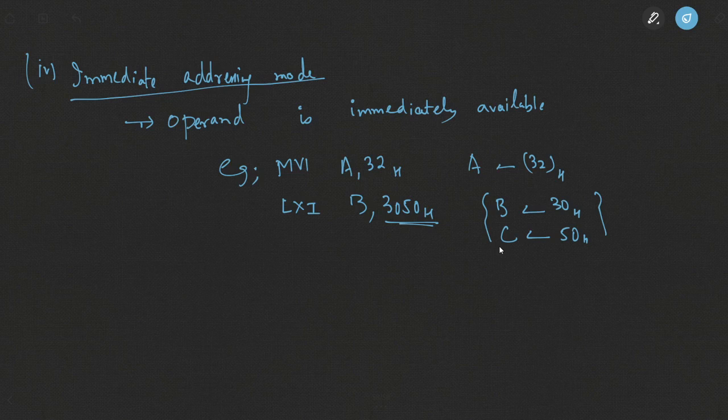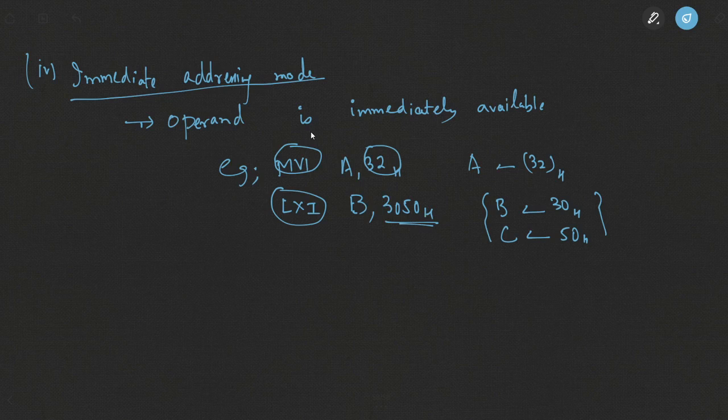So the most significant byte goes to the register B, and the least significant byte goes to register C. So the LXI instruction basically means load the register pair with the data that's being immediately given. Fine. So this MVI A 32H is a 2-byte instruction, because MVI will take 1 byte, 32H will take 1 byte. While this LXI will take 1 byte, 30 will take a second byte, 50 will take another byte. So this is a total 3-byte instruction.